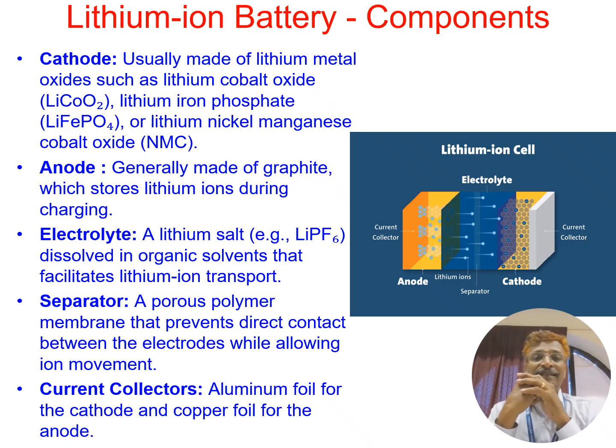Electrolyte is nothing but a lithium salt, that is LiPF6, which is dissolved in organic solvent that facilitates the lithium ion transport. The separator is a porous polymer membrane that prevents direct contact between the anode and cathode while allowing ion movement. Aluminum foil for the cathode and copper foil for the anode act as current collectors.